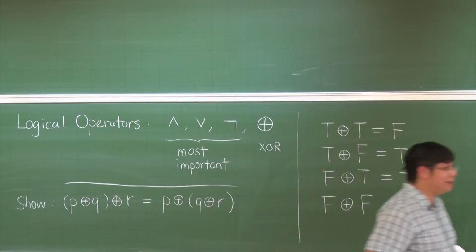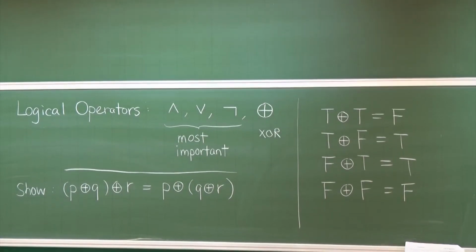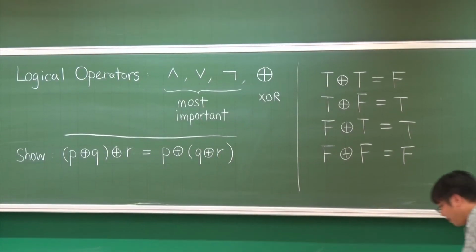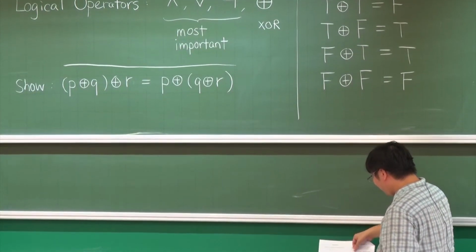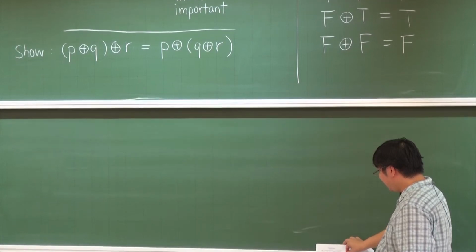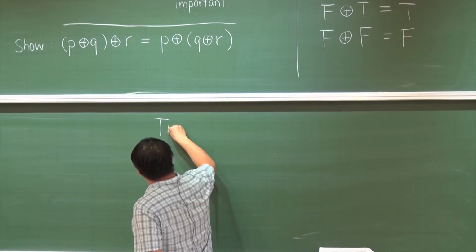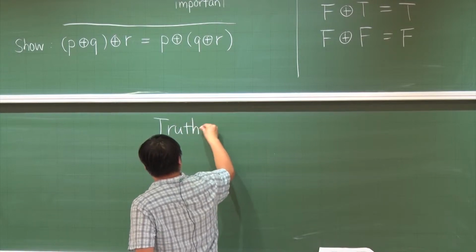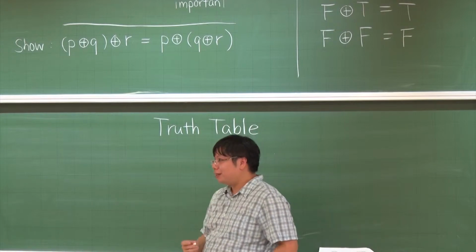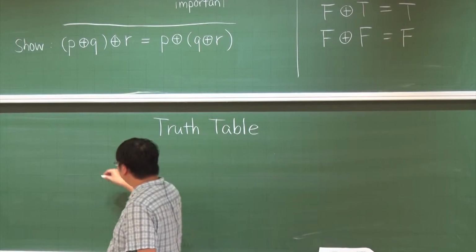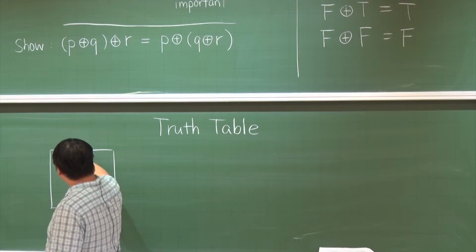Let's do this together, but let's do that in a nicely presented way. So I will talk about something called a truth table. A truth table is nothing special. It is just a table that tells what happens if we choose different things.